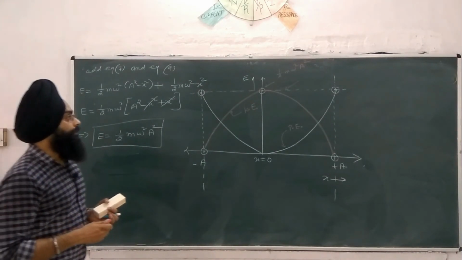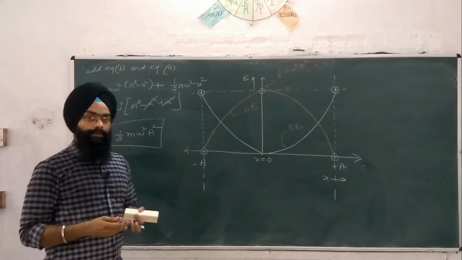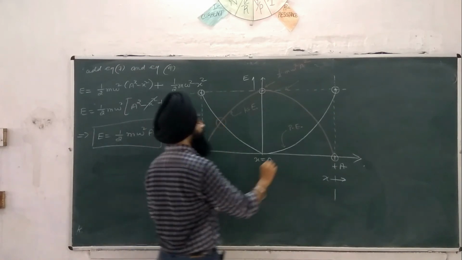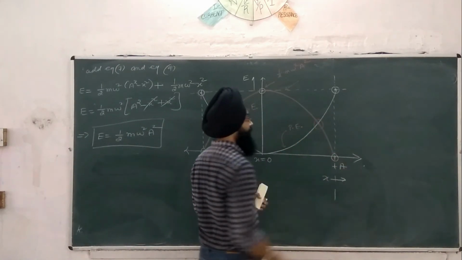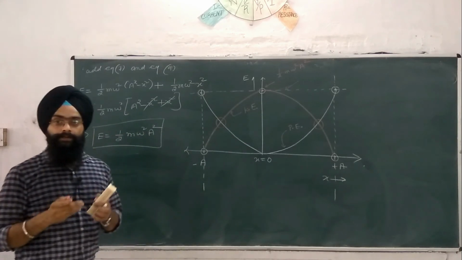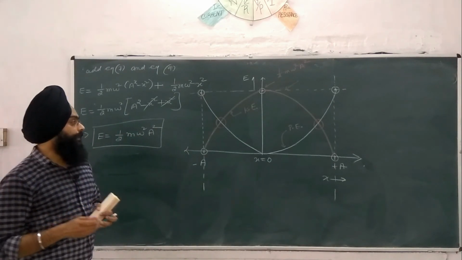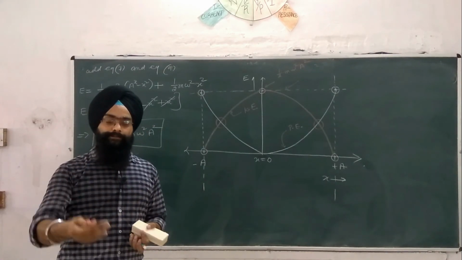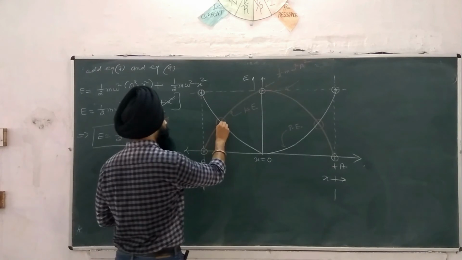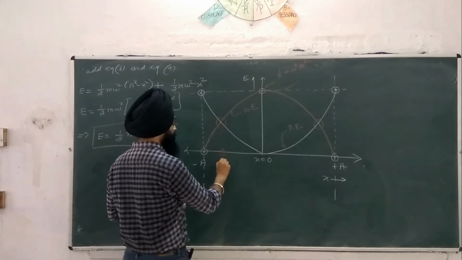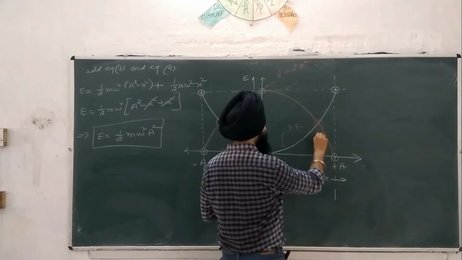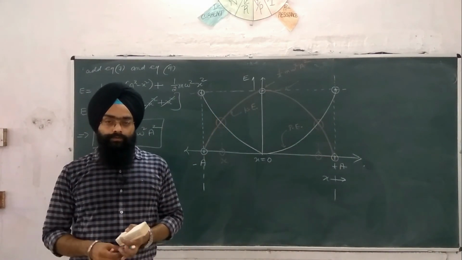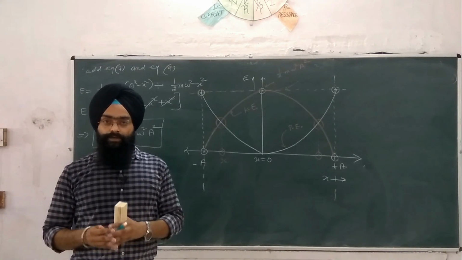So this is all about the energy of the simple harmonic motion. Now there are 2 points existing, this and this, where the kinetic and potential energies are equal. What you can do is at these positions you can equate the value of kinetic as well as potential energy. You will get the value of x at this position, where the potential energy and kinetic energy become equal to each other. So this is all about the energy of the simple harmonic motion.